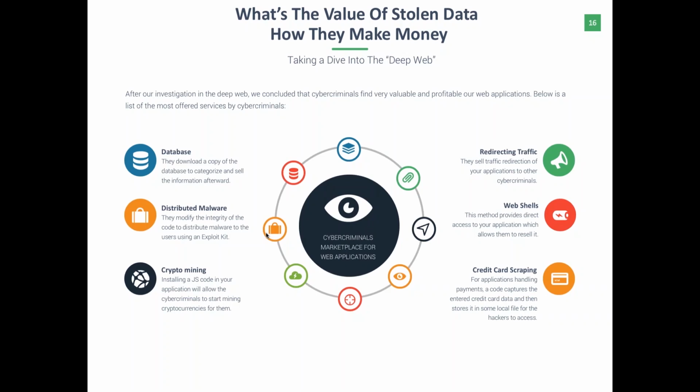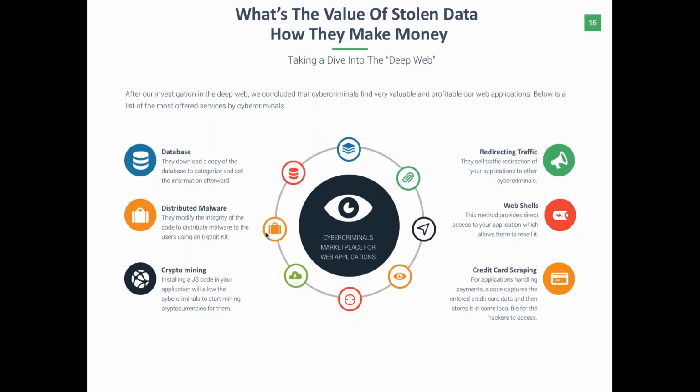The second one is that they use it for malware. So if they see that the database or the information in the application is not that important, then they modify the integrity of the source code to add what is called an exploit kit. So every time a user tries to access your application, if they don't have the proper browser, or they don't have updates in the system, they can get compromised. So your application will be serving as a place to hack into other people's computers.